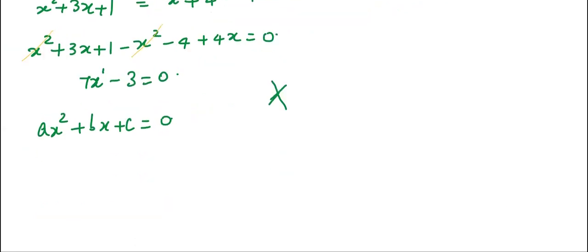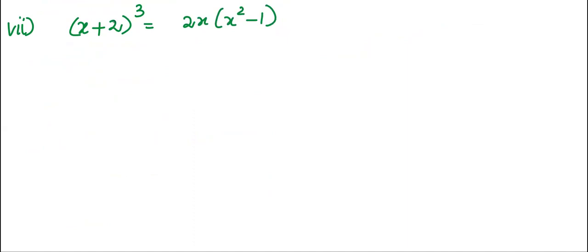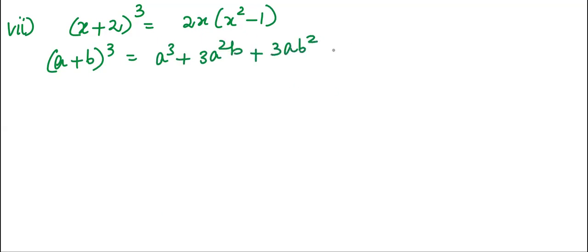Okay. Next question. Question number 7. So what is question number 7? X plus 2, the whole cube, is equal to 2x into x square minus 1. Okay. Now in the LHS, it is nothing but a plus b the whole cube. Now what is the formula for a plus b the whole cube? So a plus b the whole cube is equal to a cube plus 3a square b, plus 3ab square plus b cube. So here a will be x and b will be 2.